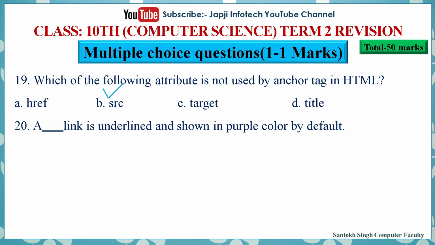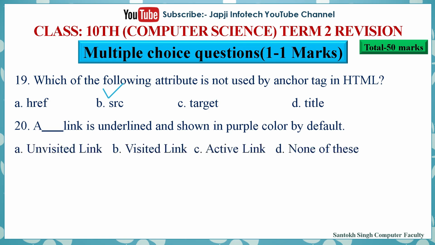20th one is a dash link is underlined and shown in purple color by default, and the options are unvisited link, visited link, active link, and the last one is none of these. And the right answer is a visited link is underlined and shown in purple color by default.